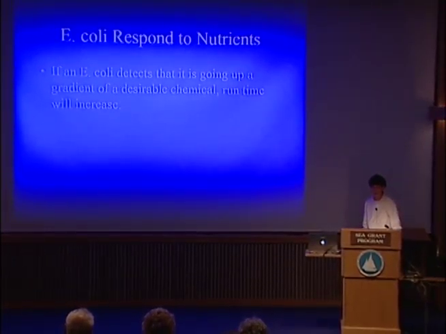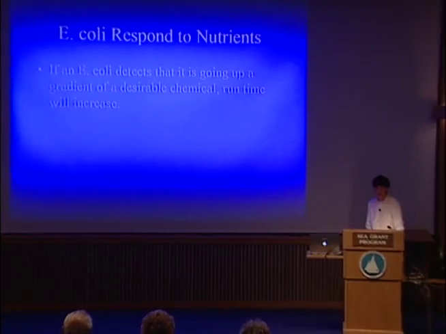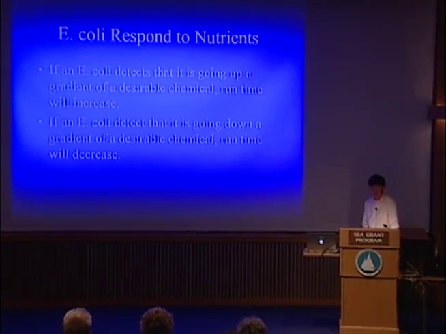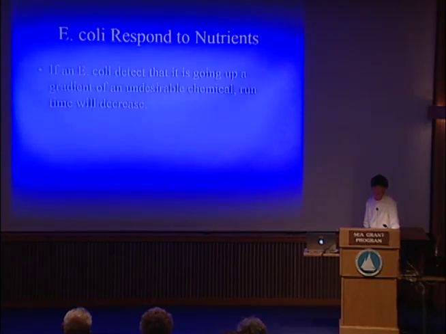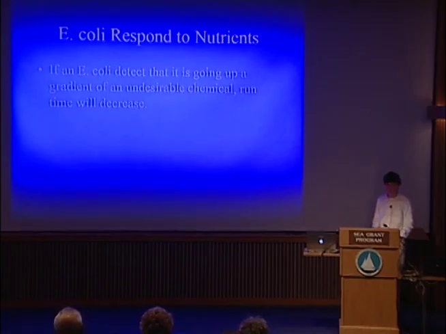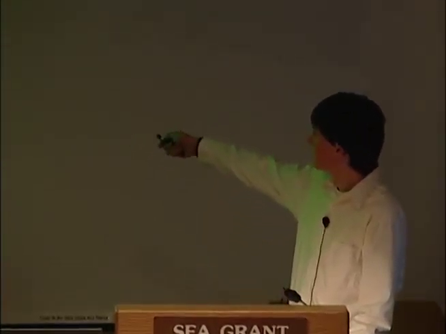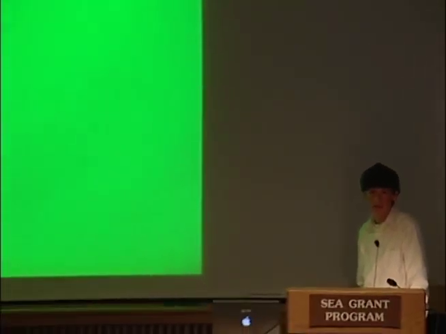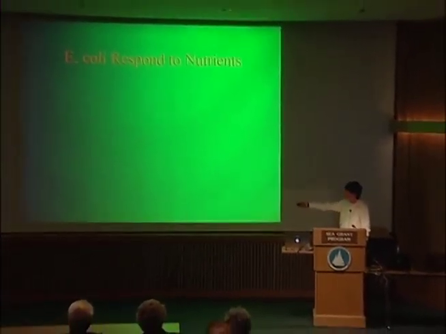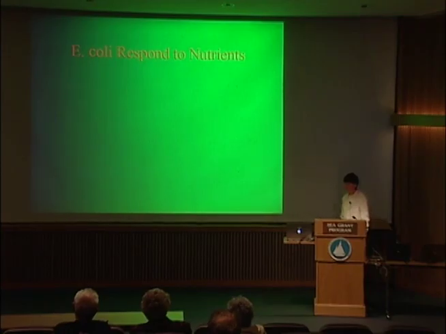Now, E. coli will also respond to nutrients in their movement. If you have a gradient of a chemical that E. coli like, such as some kind of food, then their run times will be longer if they're moving up the gradient. And if they're moving down the gradient, their run times will be far shorter than normal. Conversely, if they're moving up a gradient of some undesirable chemical, such as an extreme pH change or possibly some toxin, then their run times will be much shorter than usual. And if they're moving down such a gradient, their run times will be much longer.